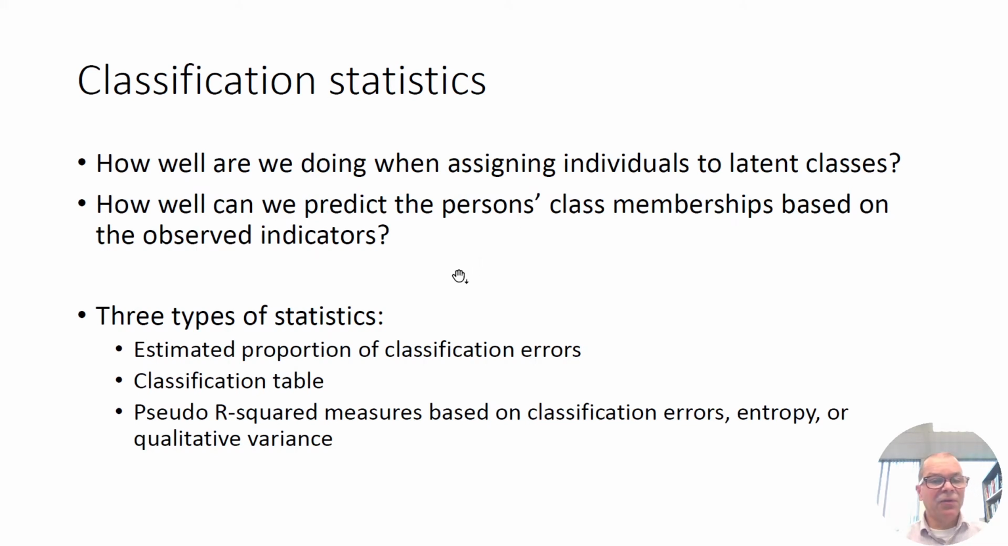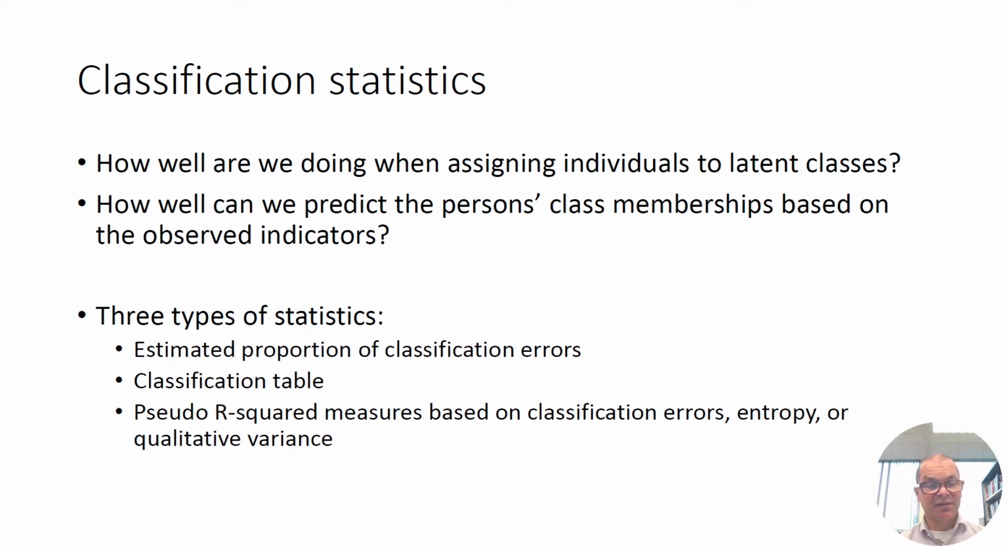Now let's have a look at classification statistics. I indicated that we can compute the posterior membership probabilities and check for which class it is largest, and then we can say, well, let's assign a person to that class, let's classify the person into that class. But how well are we doing when assigning individuals to latent classes? In other words, how well can we predict a person's class membership based on the observed indicators? Because that's what we basically are doing. We're using the observed indicator scores to determine to which class a person belongs.